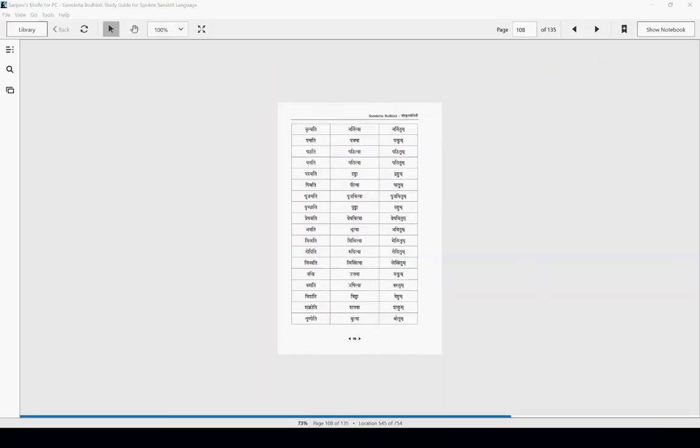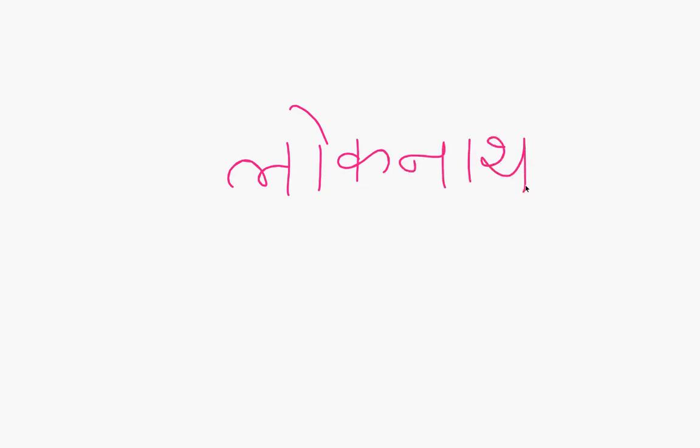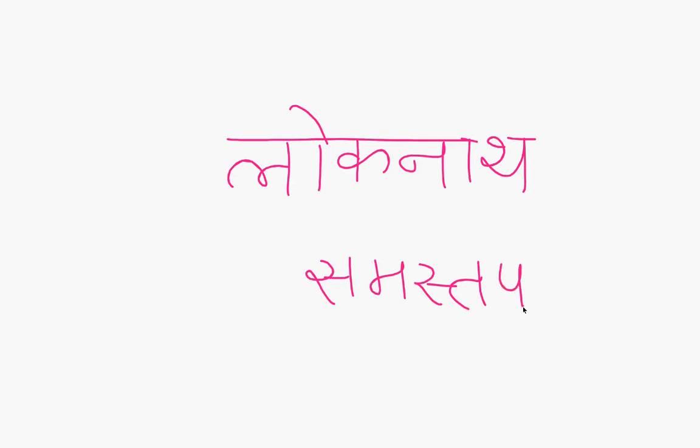Just a quick example, and then we can stop here. One is Lokanatha. This is a famous example. Lokanatha is a compound word. By the way, we call a compound word Samastapadam in Sanskritam, so we can start calling it Samastapadam. What do you understand by the word Lokanatha?